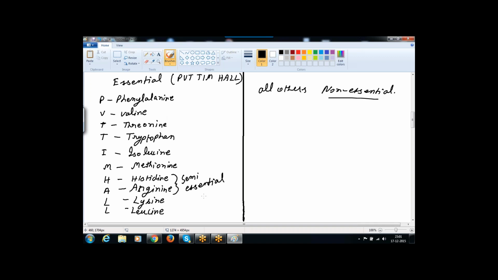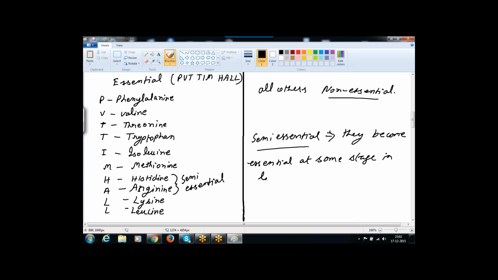What do we mean by semi-essential? Semi-essential means they become essential at some stage in life. So usually they are non-essential. That means the body can synthesize them, but at some particular stages they will become essential.